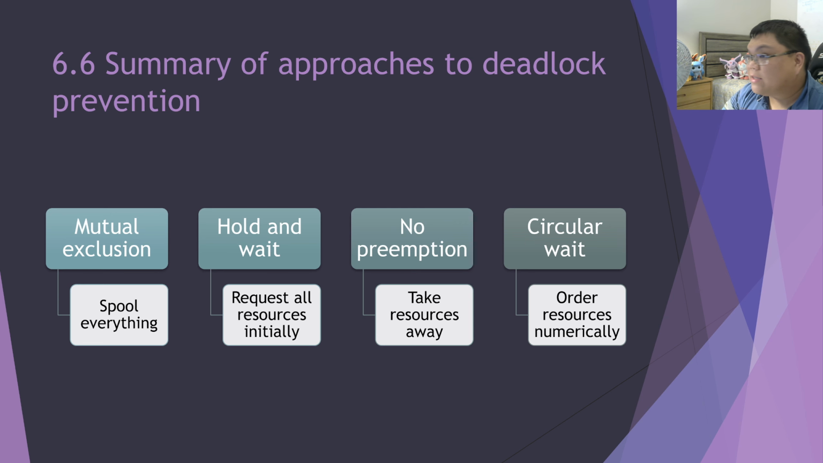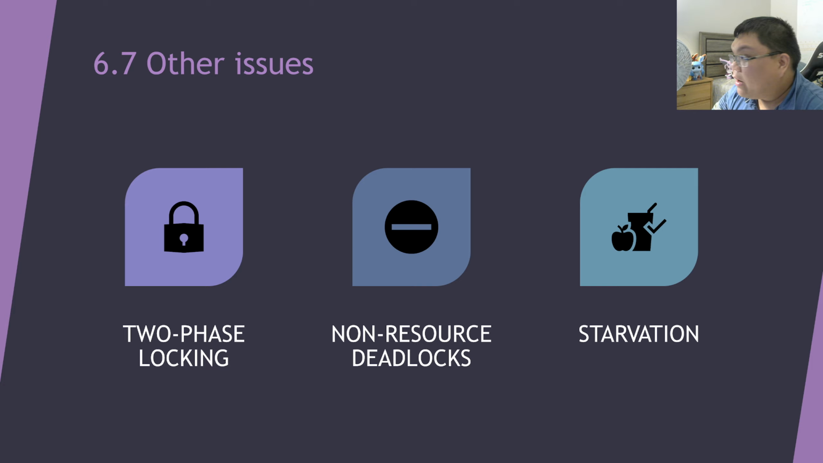So here's a summary of all of our approaches to preventing deadlock. For mutual exclusion, spool everything. For hold and wait, request all resources initially. No preemption, take resources away. And circular wait, which is probably the best way to prevent deadlock entirely: order resources numerically, or have resources be requested in a specific order. There are a few other issues, and we're gonna look at these real quick here.